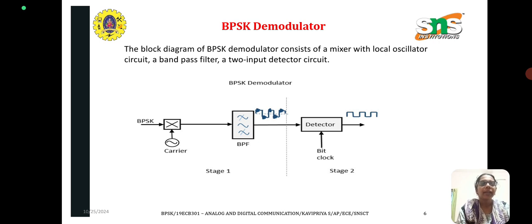And next is the binary phase shift keying demodulator circuit. In the diagram, we have a multiplier or mixer circuit, a band pass filter, and a detector. The mixer takes two inputs: one is the binary phase shift keying signal and the other is a carrier signal. The output of the mixer is given to the band pass filter and then to the detector circuit. The carrier is generated by the local oscillator circuit.